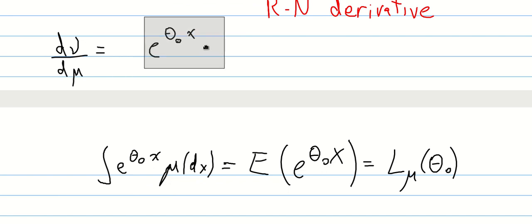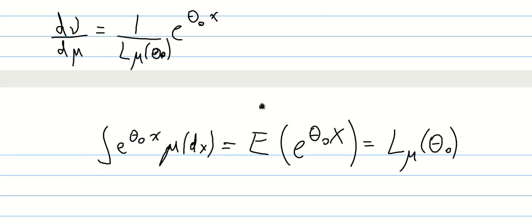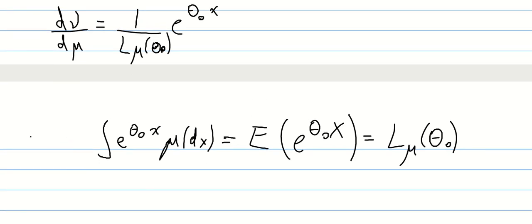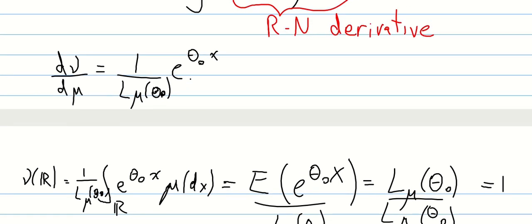So to make this into a probability, we're going to divide by this. Then we are sure that it integrates up to 1. This is theta 0. So now if we started with nu of the real line equal to the integral on the real line, but now the definition of nu has this, we would have 1. So nu becomes a probability if we do this right normalization.